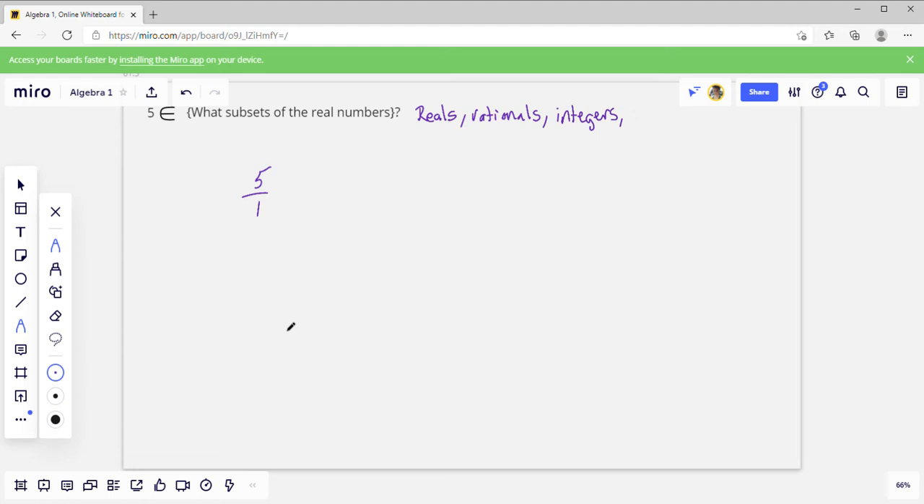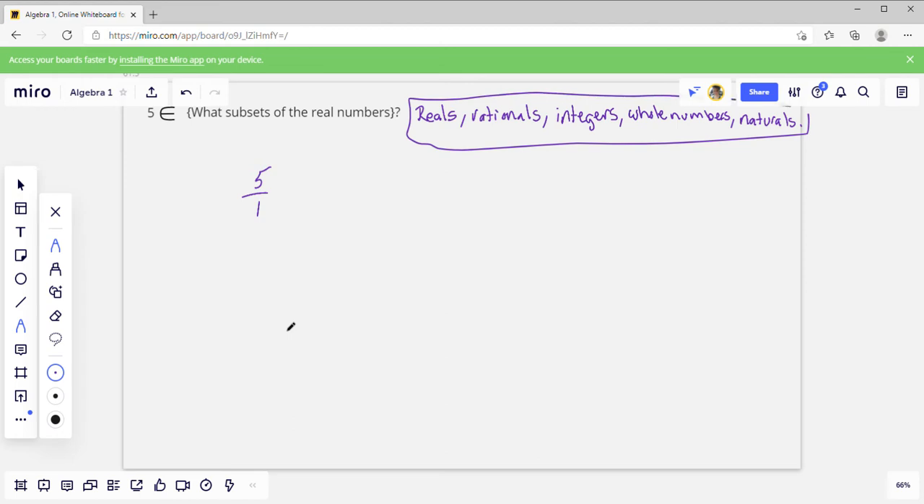Whole numbers, yeah, it's a whole number. That's going to be all your numbers, including 0. And then your natural or counting numbers. So it's going to be a natural number. All right, so the answer to a question like that would be all of these subsets. Okay, so 5 is included in all of those subsets.